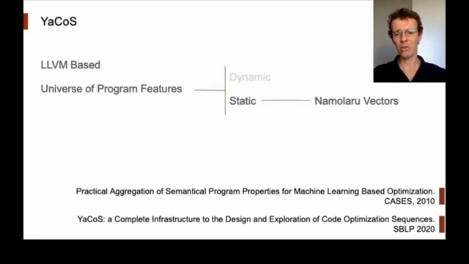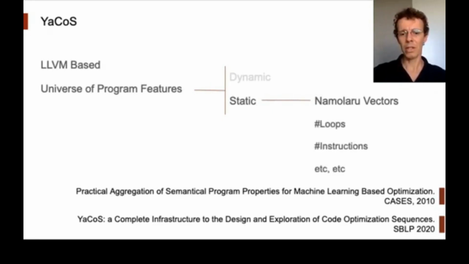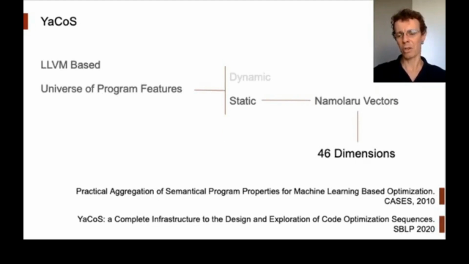We took these features from a paper by Namolaru et al. These features include static program characteristics like number of loops, number of instructions, number of arithmetic instructions, number of branches, and things like that. In total, that gives us a space of 46 dimensions to explore. Each program is a point in this space, and we can use Euclidean distance to find programs that are close.